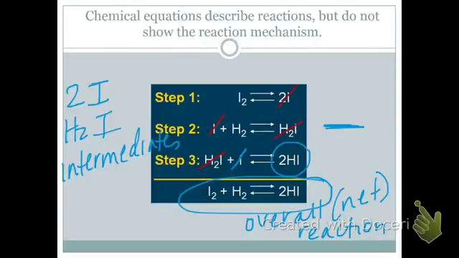Because when we're going to do rate laws, we're going to do single step reactions, which don't have a reaction mechanism. They just are single step. So that's the only thing we're going to determine rate law for. Okay? Any questions so far?